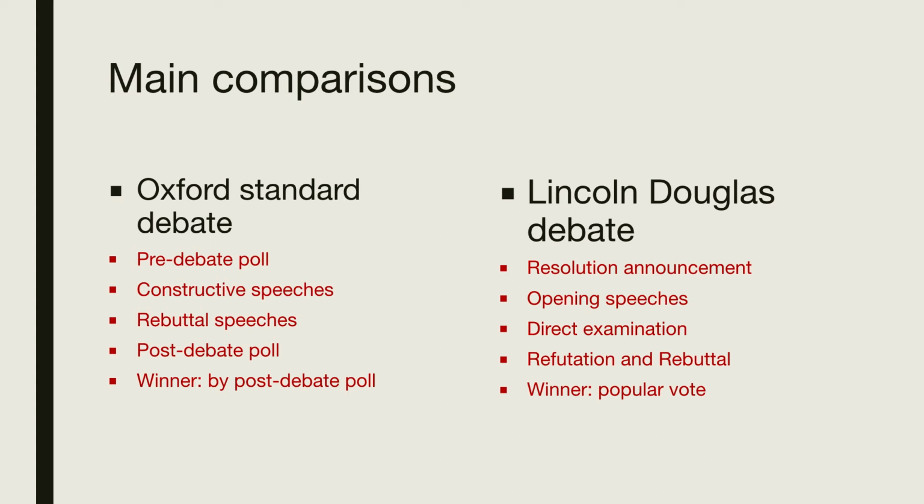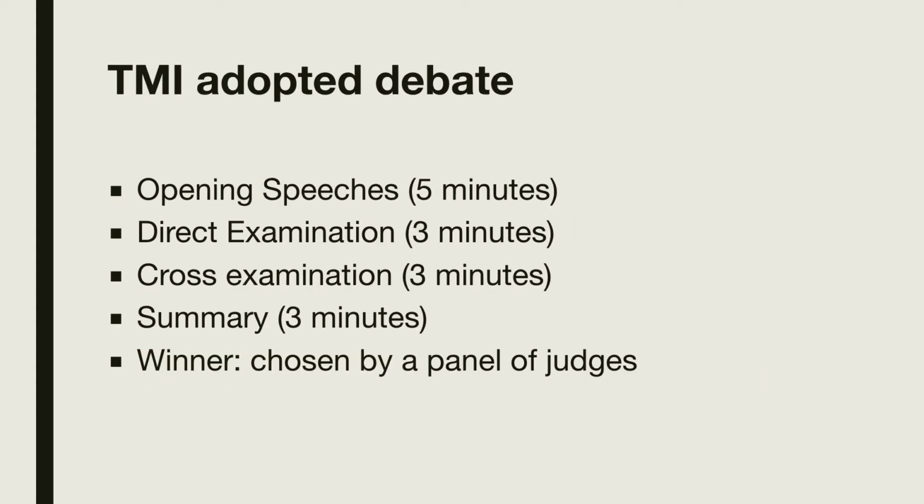Taking both formats and adapting it for Toastmasters International, in TMI, we have opening speeches for 5 minutes by the team leader or the first speaker, then direct examination for 3 minutes by the second speaker of both teams, then cross-examination by the third speaker of both teams before the team leader or the first speaker comes back to summarize the team resolutions. The winner is chosen by a panel of judges.